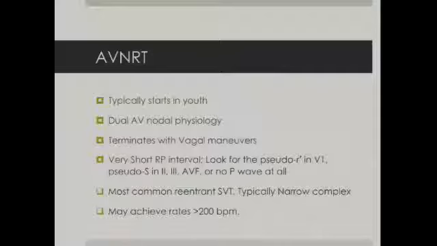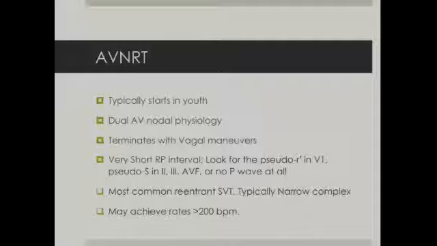AVNRT typically starts in youth. This is the dual AV nodal physiology that I was telling you 20% of us have. It typically will terminate with vagal maneuvers. If any of you ever develop a fast heart rate and it feels like your heart's beating out of your chest, just bear down like you're doing crunches, hold it for about 3 to 5 seconds, and that typically will terminate the rhythm early on. It's less effective as we get older.